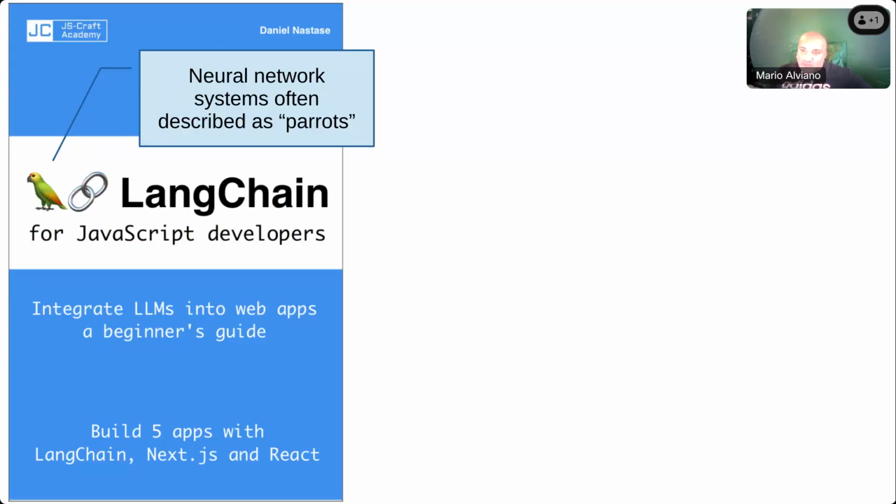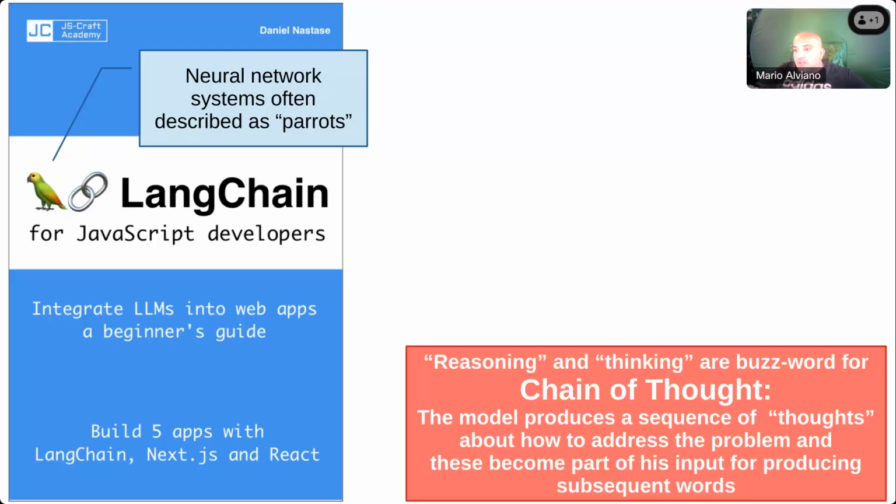Usually the neural network systems are associated with the notion of parrots, okay? Because they have seen a lot of text, a lot of words, and they try to mimic, to repeat what they have learned, like a parrot, without really reasoning about what they are speaking about. They just repeat. Now, when we have reasoning or thinking in a large language model, these are just buzzwords for a technique that technically is called chain of thought.